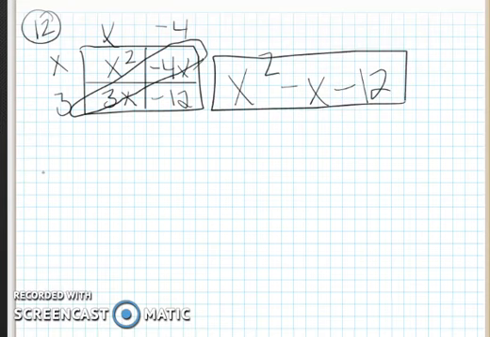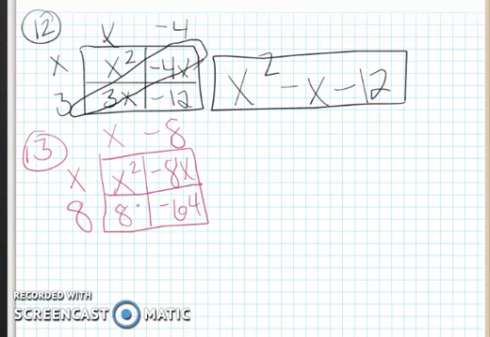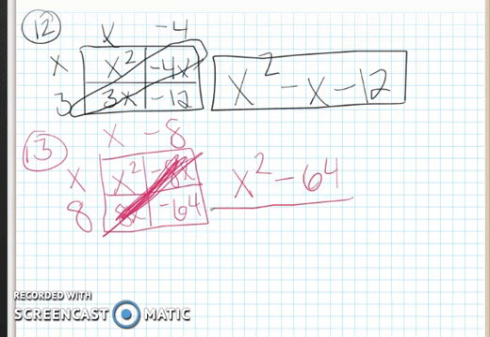Number 13. Again, we have another box method, but when I'm looking at this, I see that this is a difference of 2 squares. It's going to save me some time if I know my trick, which is I know the middle terms are going to cancel, so I'm really going to just have the x squared, which is this box, and negative 64. I already know that's my answer. But we can also show you that this is negative 8x and this is 8x. These two are going to cancel each other out. That's how I'm left with x squared minus 64.